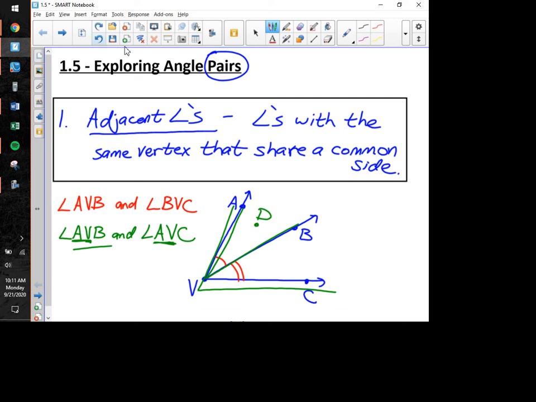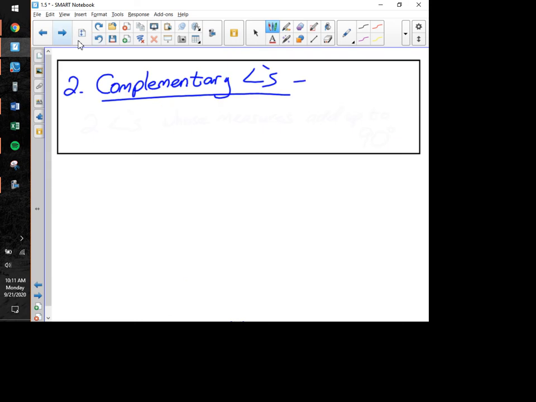They cannot overlap. So I'm going to get rid of all of this junk that I drew here in green and leave it as it was. AVB and BVC are the only pair of adjacent angles in this figure. So they have to be next to each other, sharing a vertex, sharing 1 common ray, and they cannot overlap. All right, that is adjacent angles.